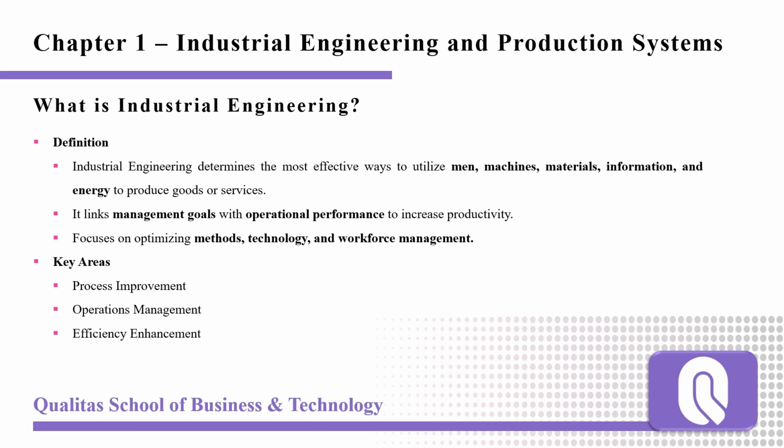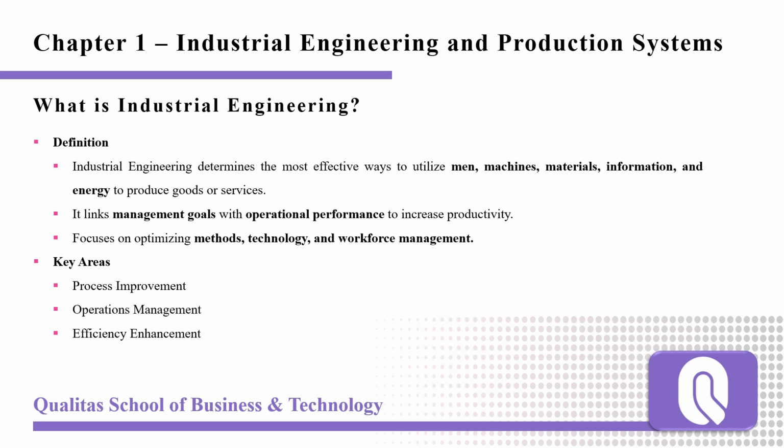When we talk about utilizing man or human resources efficiently and effectively, consider a manufacturing plant where workers were experiencing fatigue due to repetitive motions. An industrial engineer might redesign the workstation height, implement job rotation schedules, and introduce ergonomic tools to improve both worker comfort and productivity.